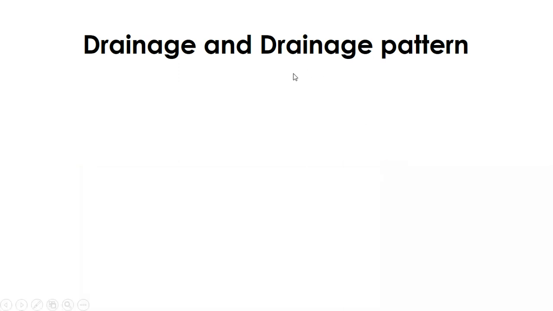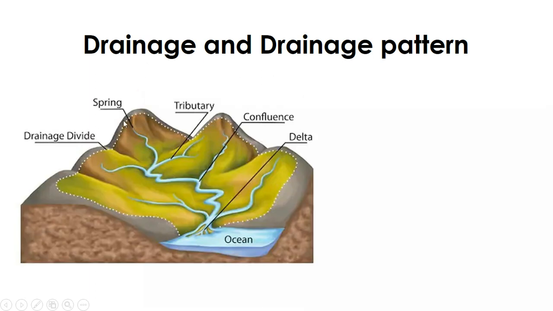Now we have the next topic, drainage pattern. In order to understand what drainage pattern is, first we have to understand what is drainage and drainage basin. A drainage basin is a large area which is served by one entire river system. There will be a main river in the middle and its tributaries. The entire area which is served by this river system is called a drainage basin.